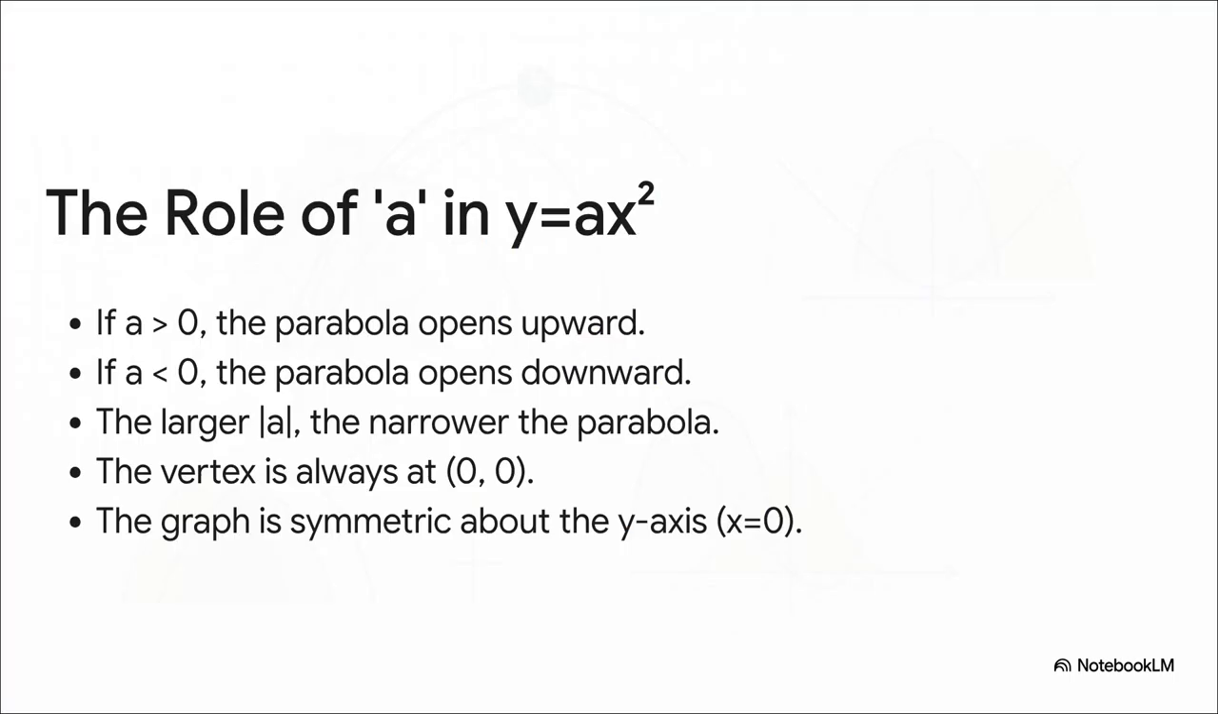Okay, so let's do a quick recap. The sign of a, positive or negative, tells us if it opens up or down. Easy. The size of a tells us how skinny or wide it is. And for this basic y equals ax squared form, the vertex is always locked at the origin, and the y-axis cuts it into two perfect mirror images.